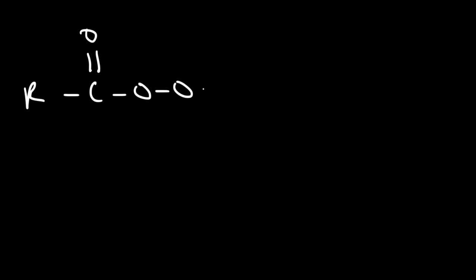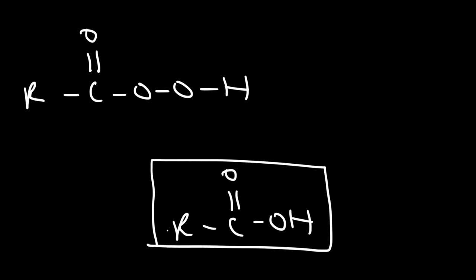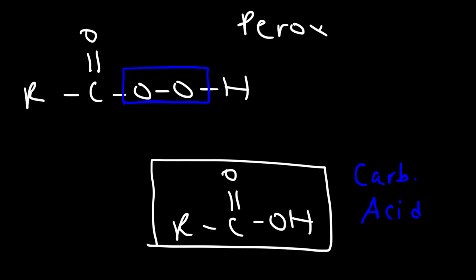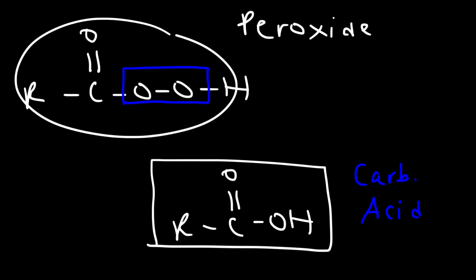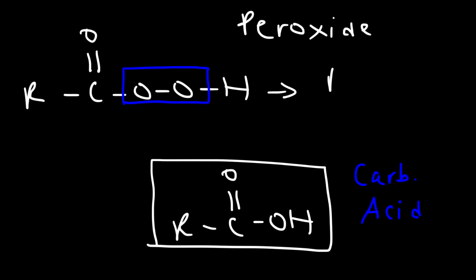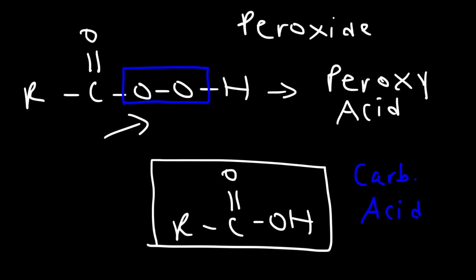Now, what do you think this is called? And let me compare it to this molecule. This molecule here, you know, is a carboxylic acid. And here we have a peroxide. So what do you think this entire molecule is called? This is known as a peroxy acid. Very similar to a carboxylic acid with a peroxide functional group. So when you combine it, you get a peroxy acid.